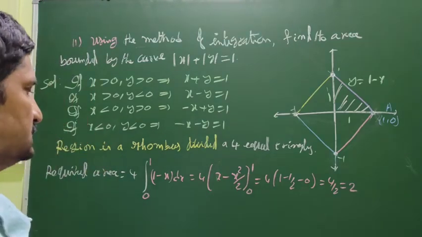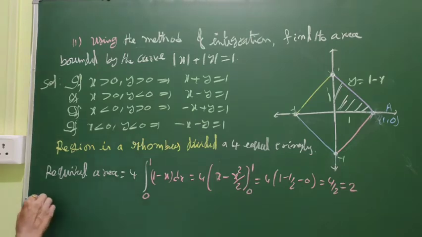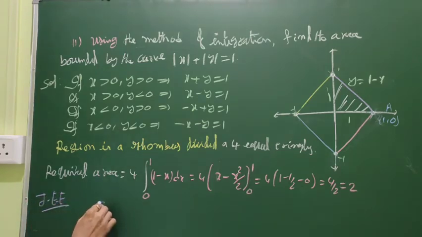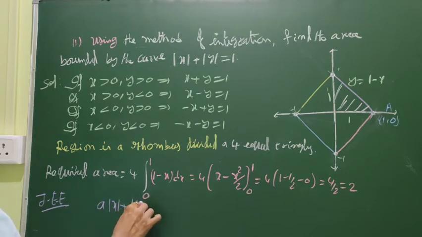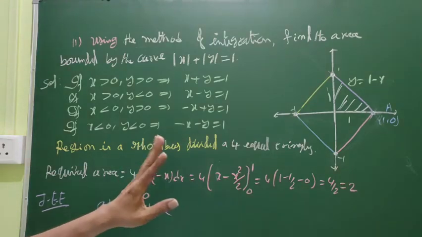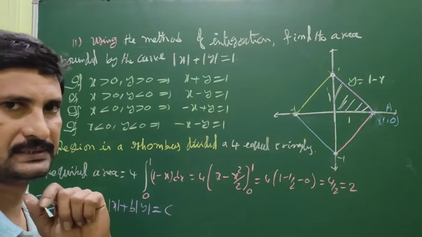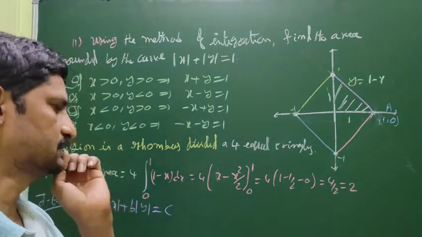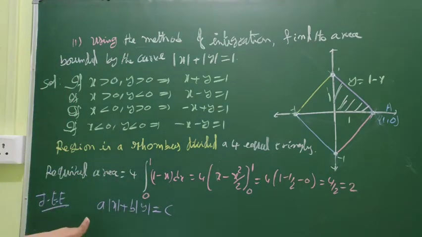Suppose the same question comes in JEE Mains. Now I am writing the general formula for JEE: a mod x plus b mod y is equal to c. Any constants, a, b, c are constants, some fixed constants given in the problem. Now, how to find this area?